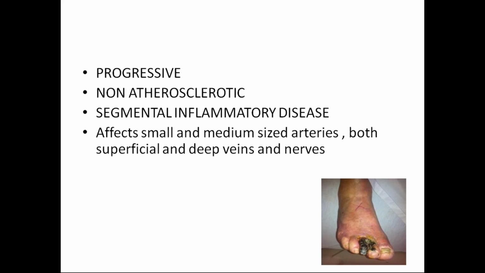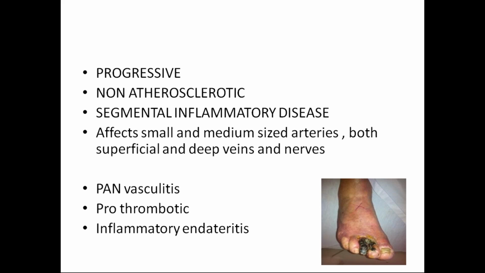But it can affect any part of the body. It is not that coronary vessels are spared, or GI, or nervous system. It will affect every part of the body, but it most commonly affects the upper and lower limbs. And it is a panvasculitis. Okay, what does it mean? It means nerve, artery, vein. Artery and vein both are affected.